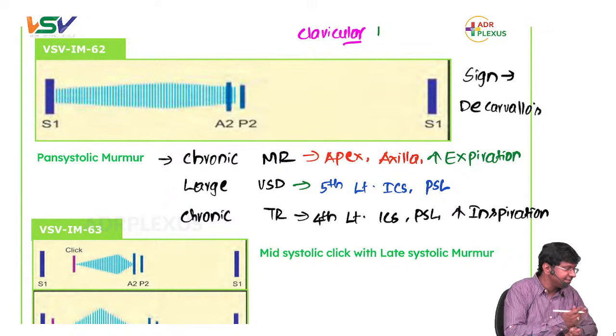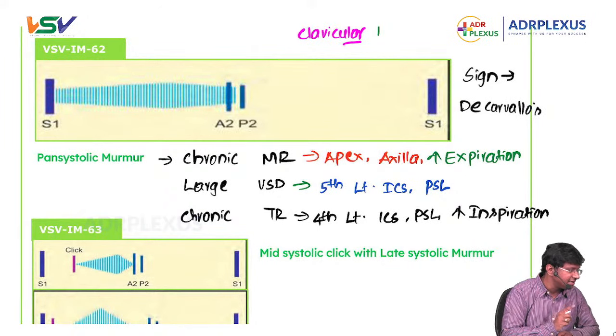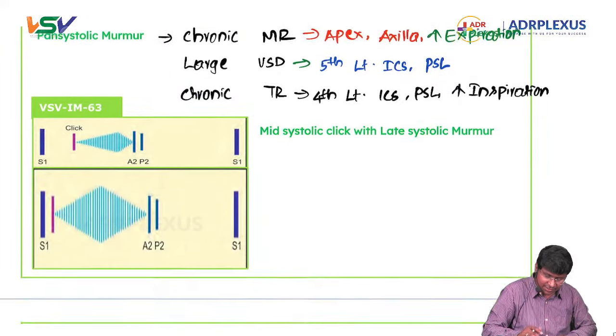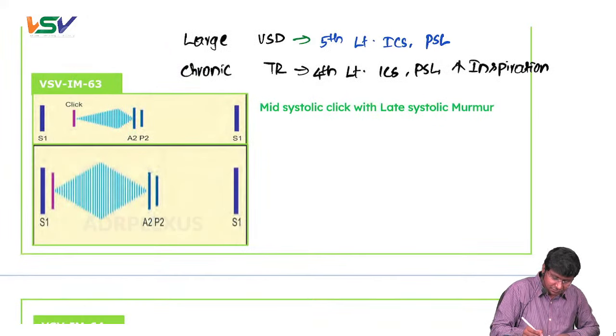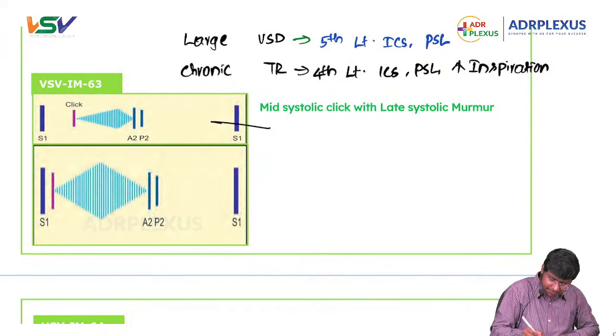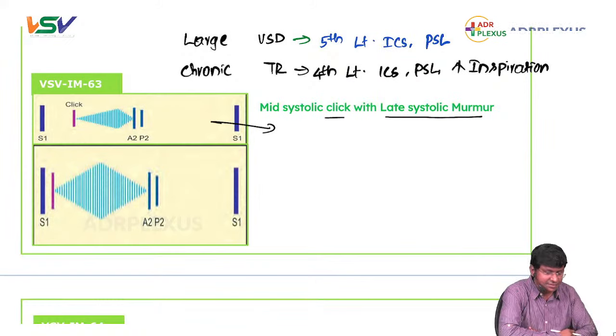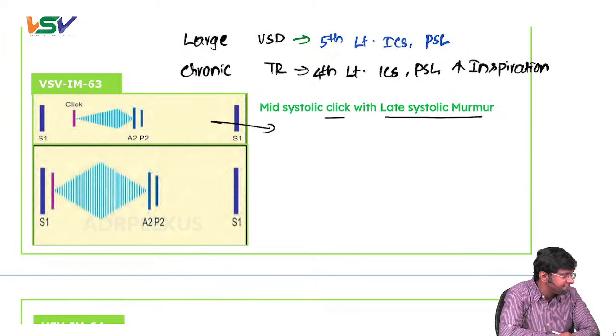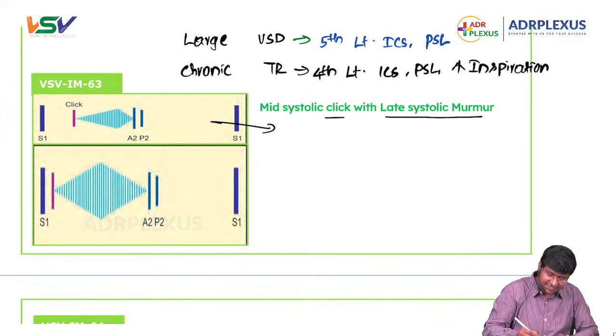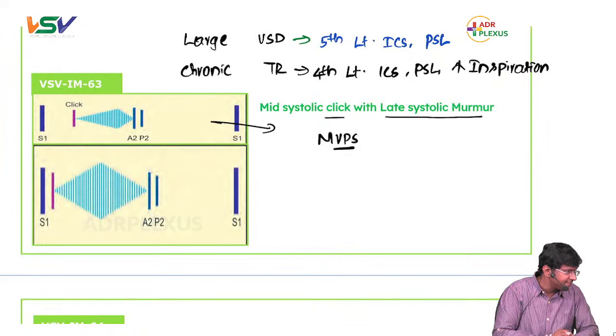So Carvallo's sign is where the right sided murmurs increase on inspiration. Okay, right. Now you just see this one, mid systolic click with late systolic murmur. Where do you have this mid systolic click with late systolic murmur? Yes, it is observed in mitral valve prolapse syndrome, right?